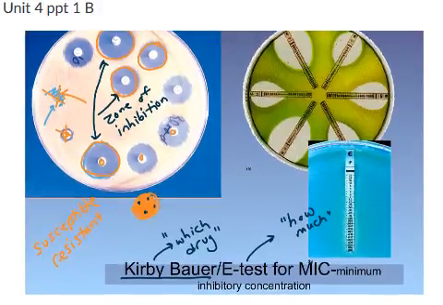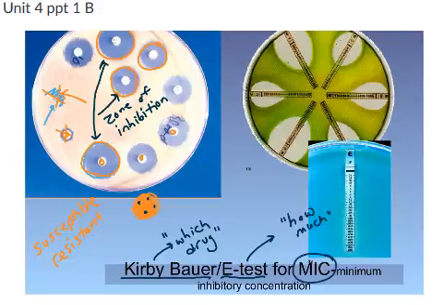Now on the other side here, we have something known as the E-test. This tests for something short known as MIC. MIC is essentially the minimum inhibitory concentration. In English, it's the least or lowest concentration of the drug that you can give to the patient that is still effective in fighting off the infection.